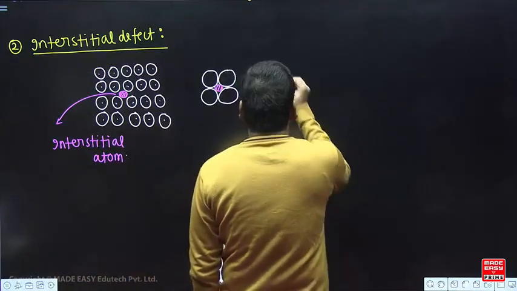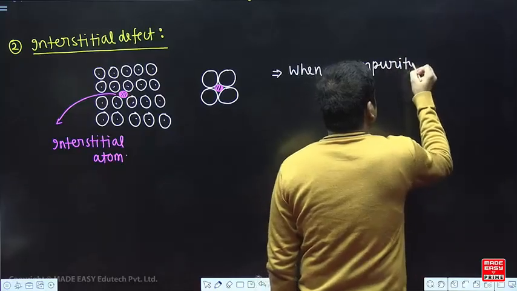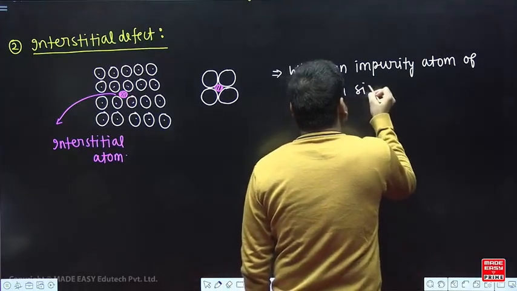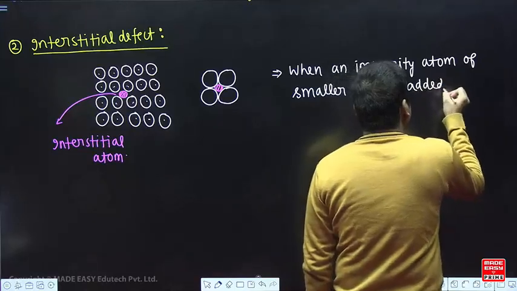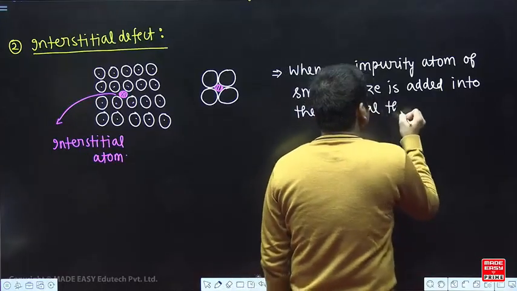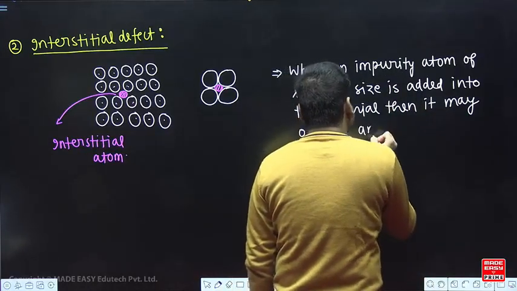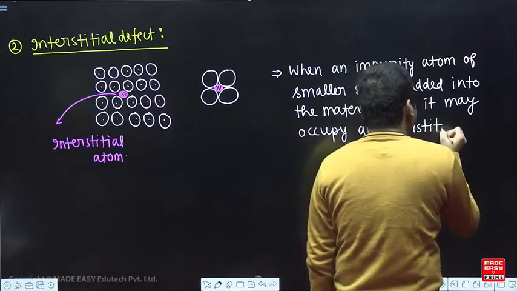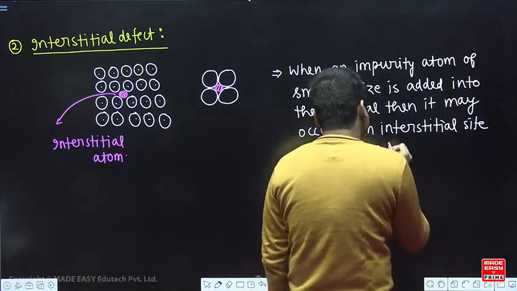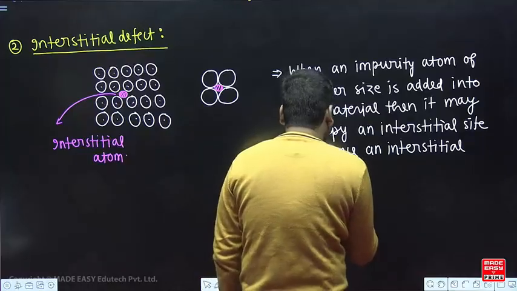When an impurity atom of a smaller size is added into the material, it may occupy an interstitial position, an interstitial site, and hence an interstitial defect is formed.